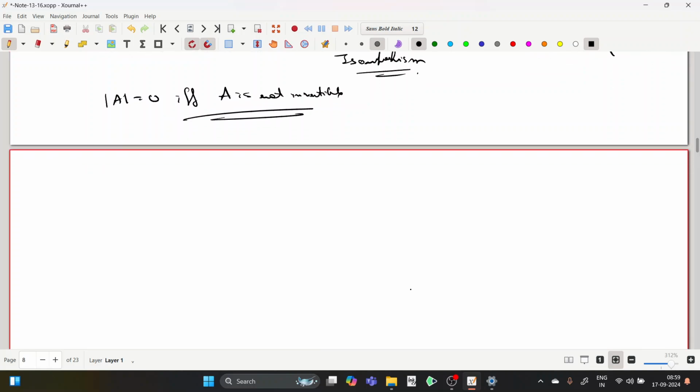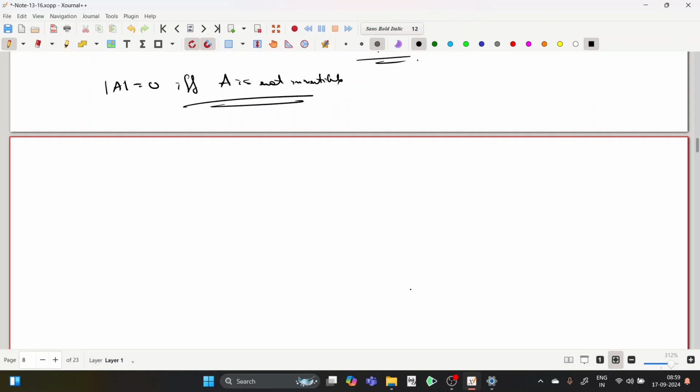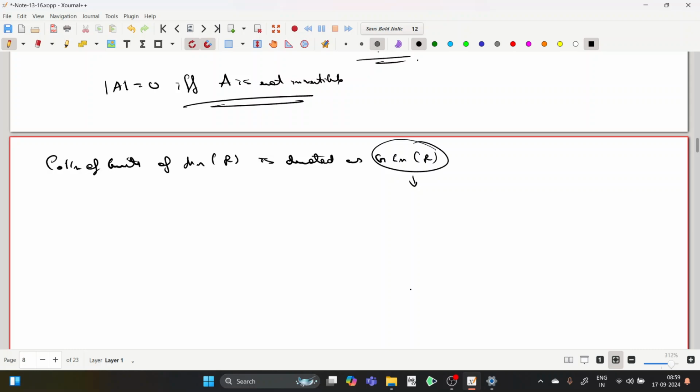Therefore, I can talk about the collection of units of M_n(R), and we know that the collection of units of any arbitrary ring forms a multiplicative group. So the collection of units of M_n(R) is denoted as GL_n(R). If you have studied groups, I guess you already know that GL_n(R) is an important class of examples of groups, which gives a multiplicative matrix group. I guess this part is pretty obvious. So this is the collection of all n cross n invertible matrices over any arbitrary ring R. Clear? Okay.